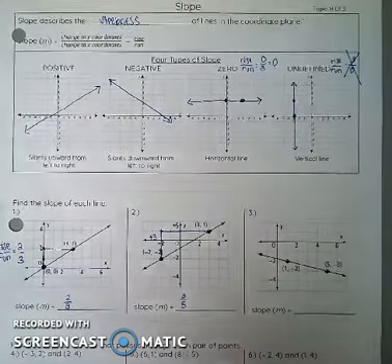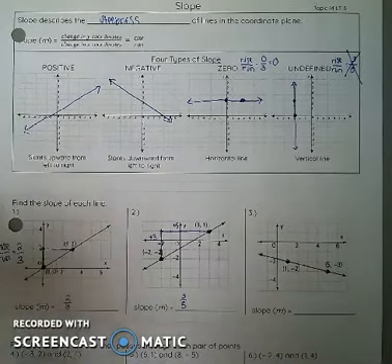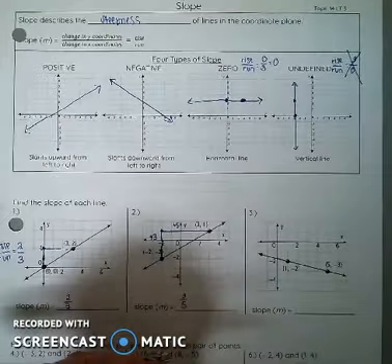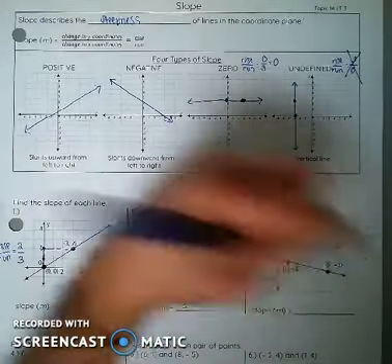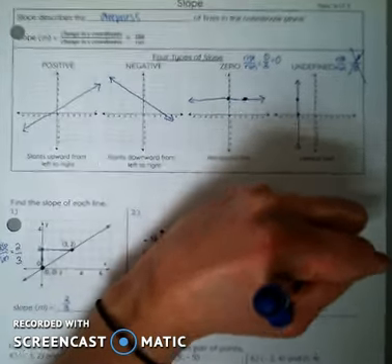Now last but not least, we have a line that we can see is going to have a negative slope because it's going downward from left to right, and we'll see how that happens with these points. So first I'm going to find my rise. I can see that to get in line with the next point, I have to go down 1.